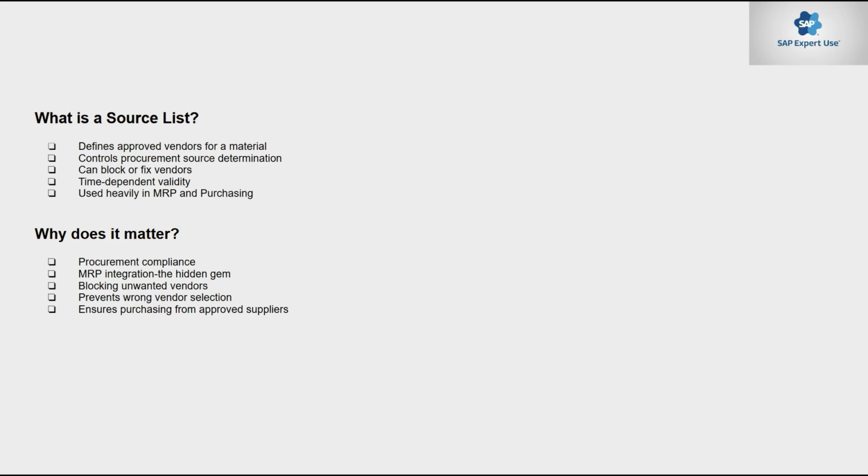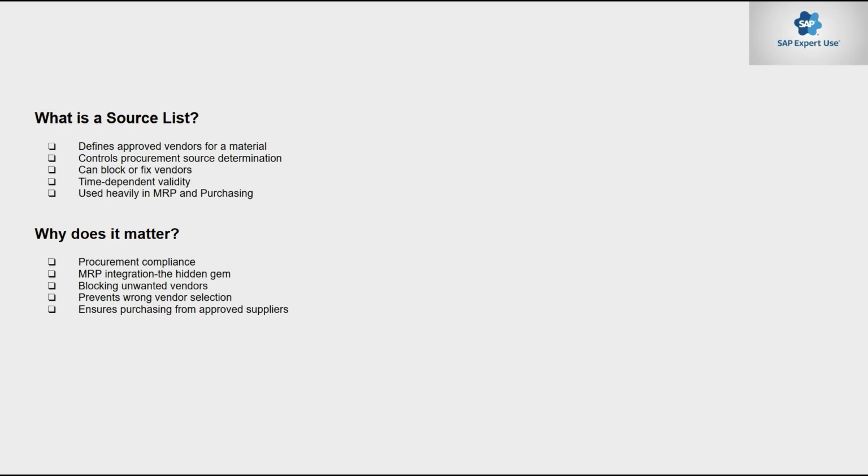Another point would be MRP integration. This is the hidden gem, and this is one of the things that most people miss. When you set the MRP indicator on a source list record, SAP's MRP will automatically assign the source when generating PRs. That means your planning runs can automatically respect vendor agreements without any buyer interventions. In many organizations, source lists are mandatory for materials managed by MRP.